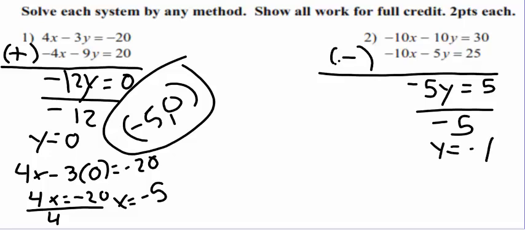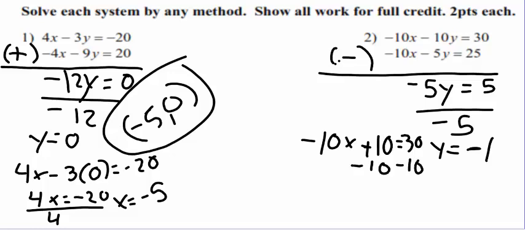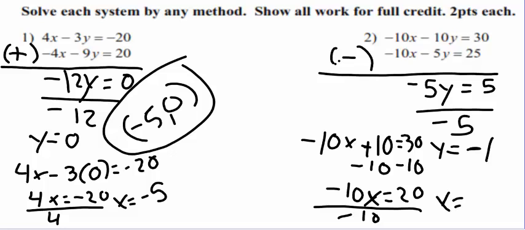So now we can pick either equation and plug it back in. So again, I'm going to go with the first one. Negative 10x, it's a negative right there, minus 10 times negative 1, well, that would become a plus 10, right? Because 2 negatives make positive, equal 30. So now I'm going to subtract 10 from both sides. And I get negative 10x equals 20. Divide both sides by negative 10, I get x equals negative 2. So this thing has an intersection point at negative 2, comma, negative 1.